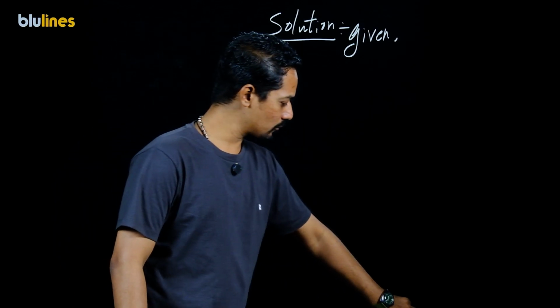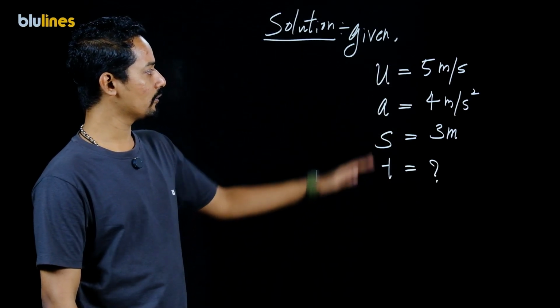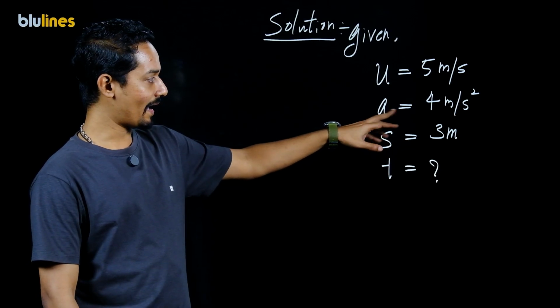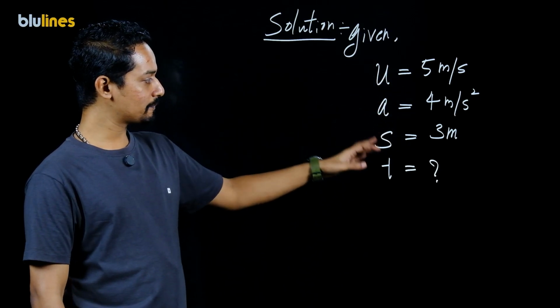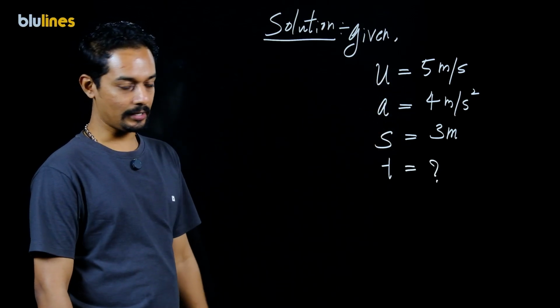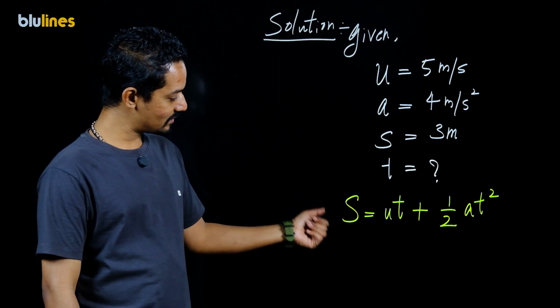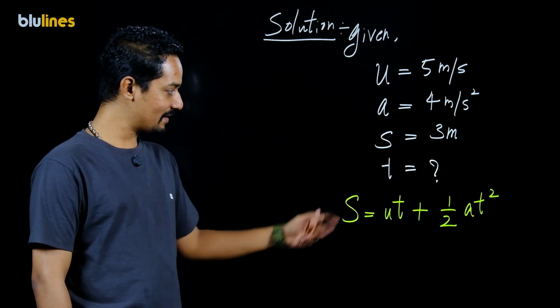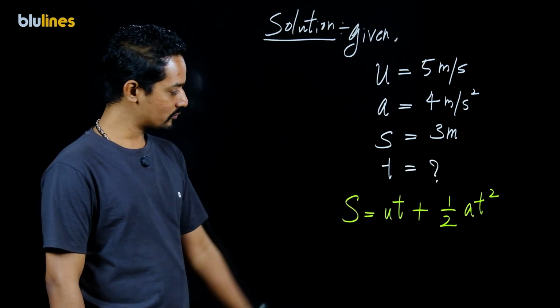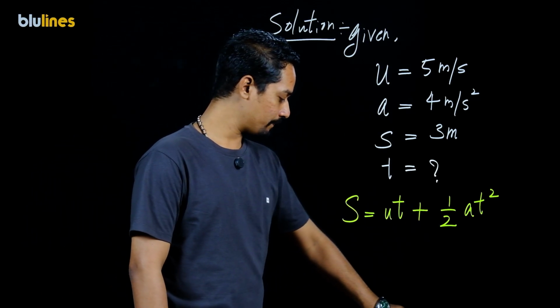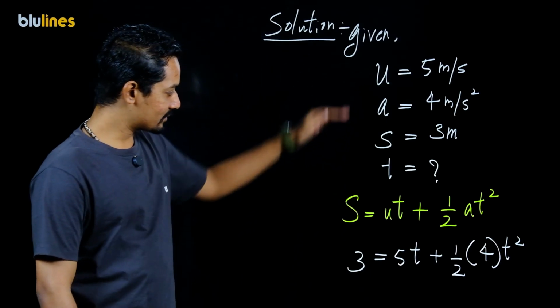So first let's write all the data that is given to us. Initial velocity is 5 meter per second, acceleration is 4 meter per second square, the displacement is 3 meters, and you are supposed to find t. So we directly use the second equation of motion, s equals ut plus half at square, where s is the displacement, u is the initial velocity, a is the acceleration, and t is the time. So you can directly substitute these values.